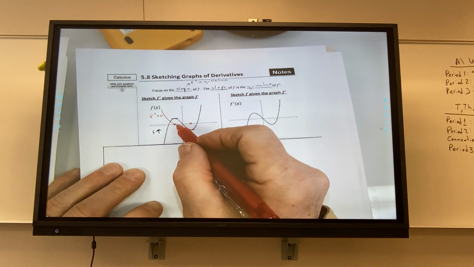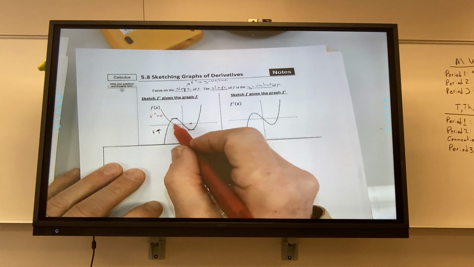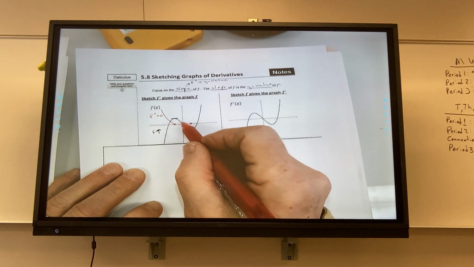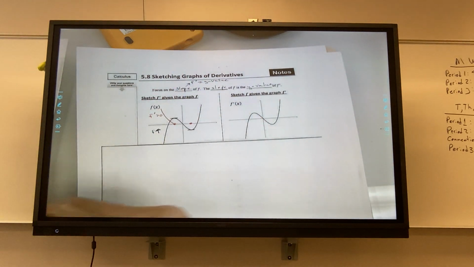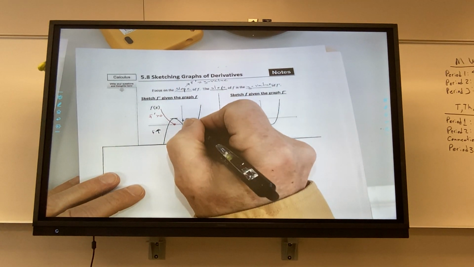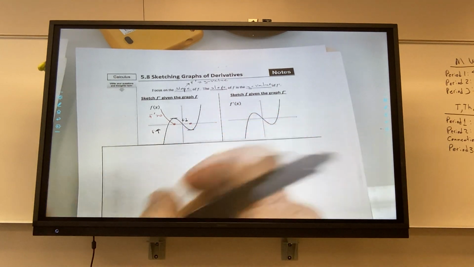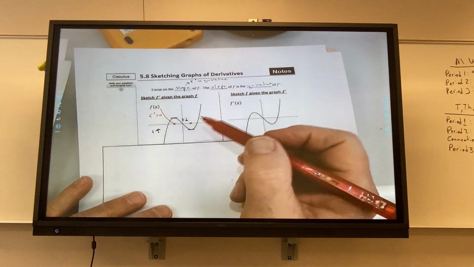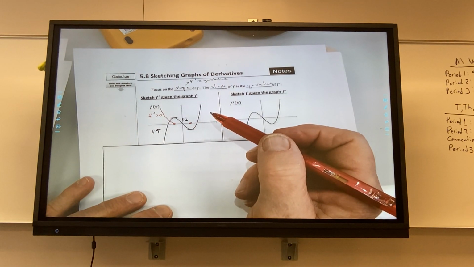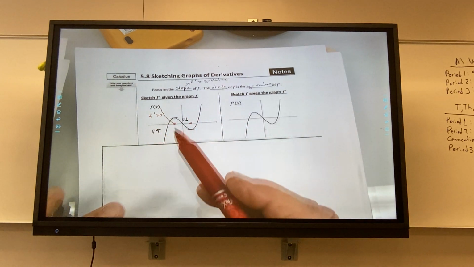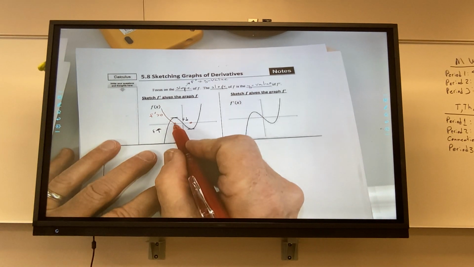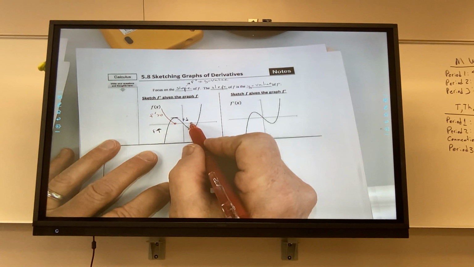Notice that between these 2 red dots, f is decreasing within this interval. What does that tell you about the derivative? It has to be what? Negative. It has to be below. Now, here's the thing though. I'm at 0, I gotta get negative, but I gotta get back to 0, correct?